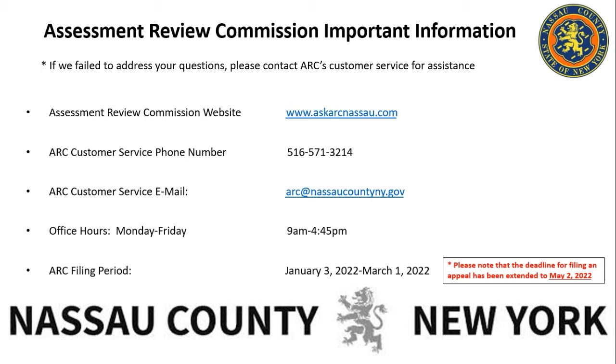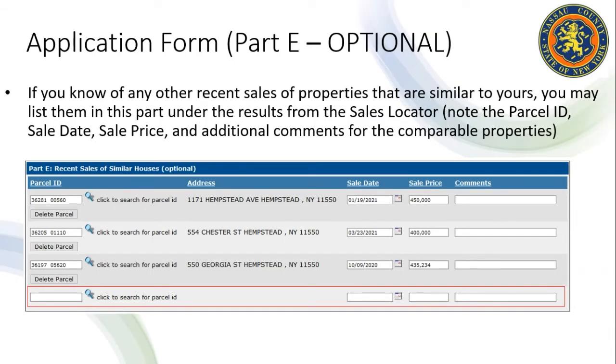Oh, absolutely. This is a great one. Can I add privately sold homes that are not showing in sales locator? Absolutely. As we showed you in Part E, you can manually add sales. And if you know of a sale, either from a realtor, or you found it yourself on Zillow, and it's just too new to be in sales locator, you have the option. You go to Part E, and at the bottom of the screen, you can manually add another sale. You click on the magnifying glass at the bottom to search for the parcel ID to find the address, and then you manually put in the sale price, sale date, and any comments.